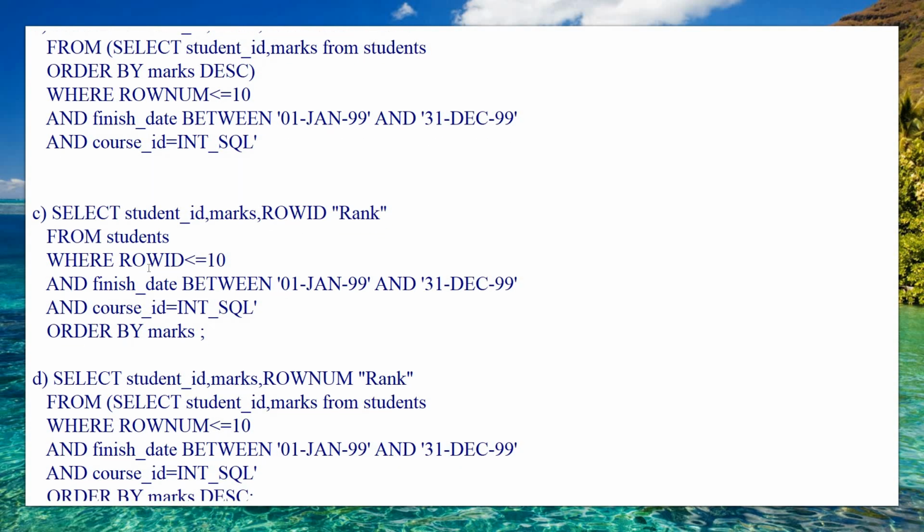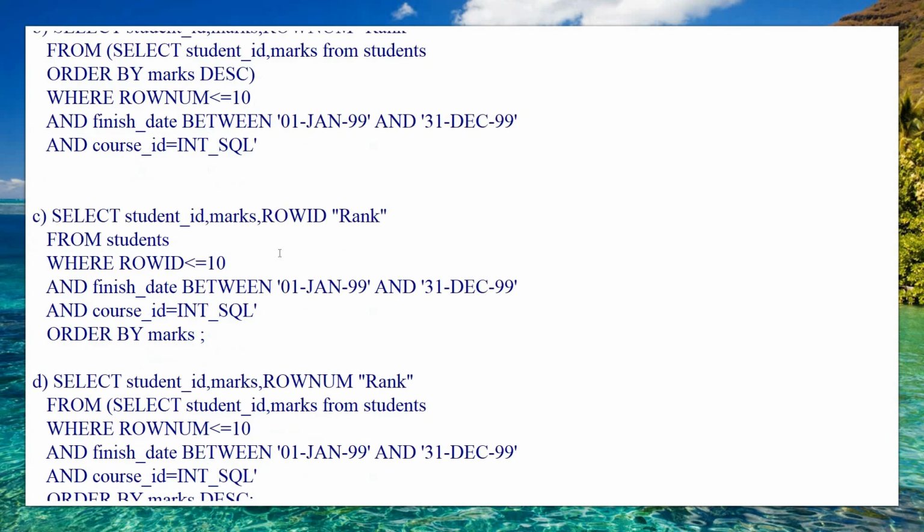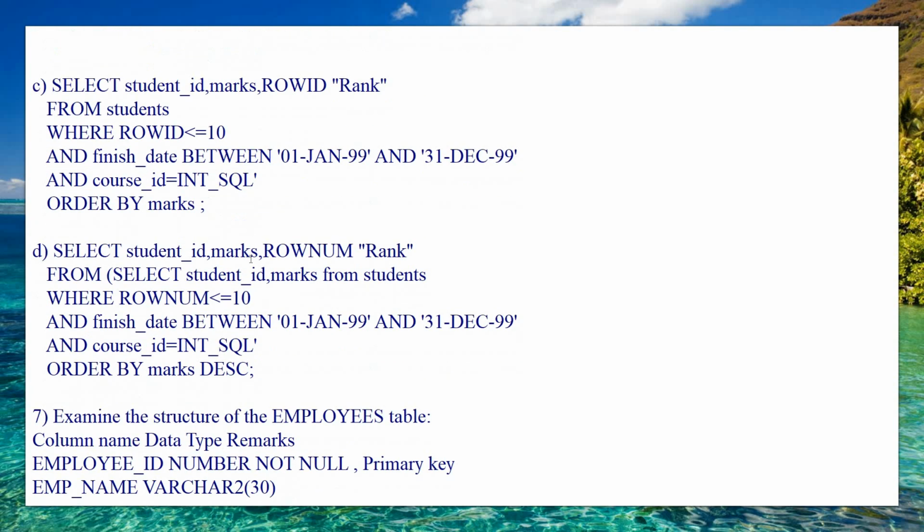In the third option we have used row ID, so we need to use row number. So this will not come. Then again, in the fourth option, select student, and course ID int underscore SQL. Then again here it is used order by marks in descending. It should be written inside the select statement, not at the end.